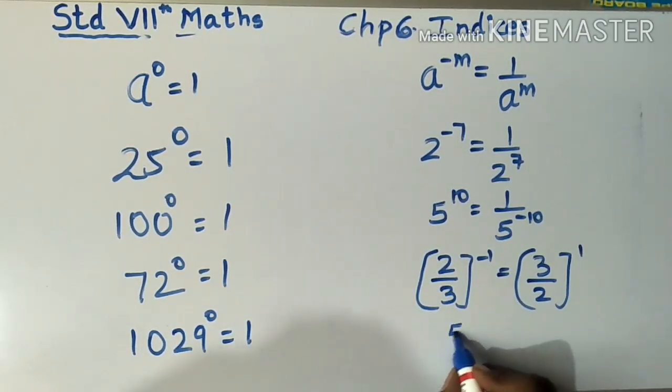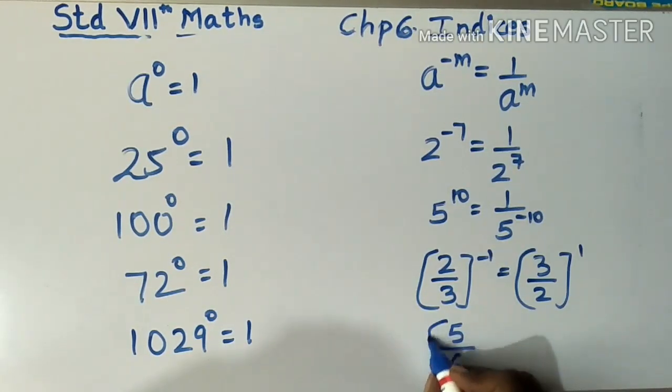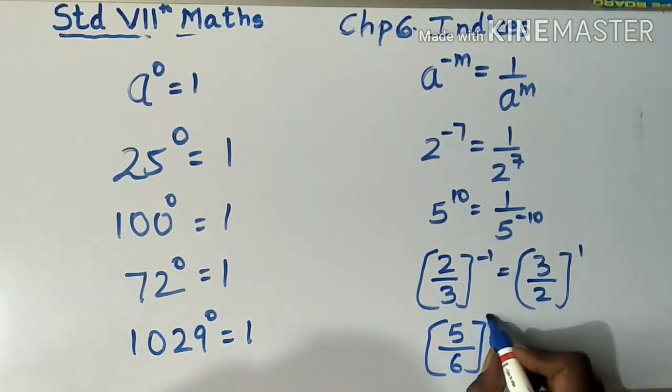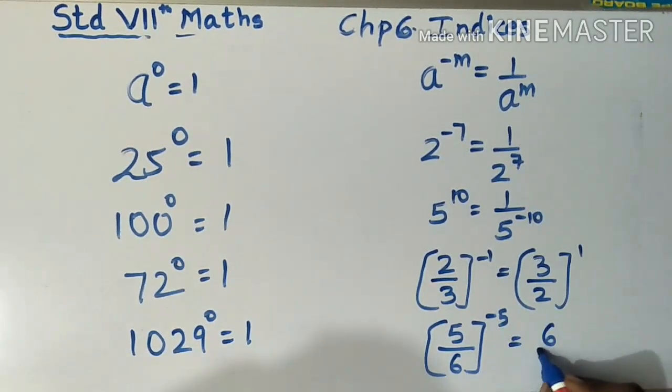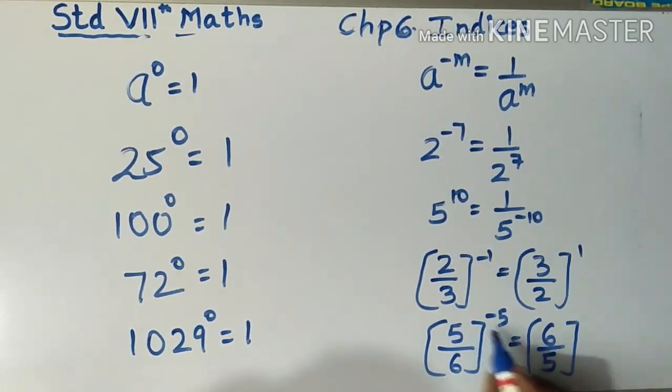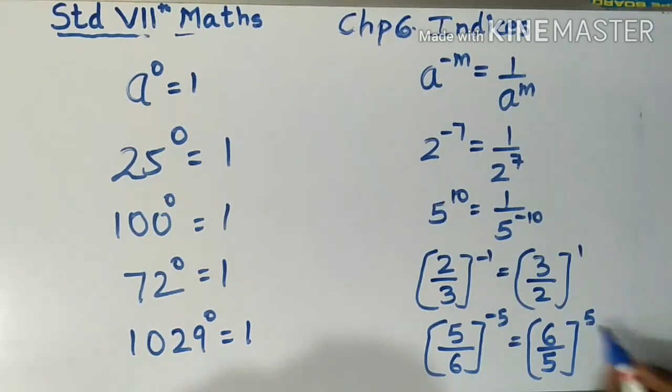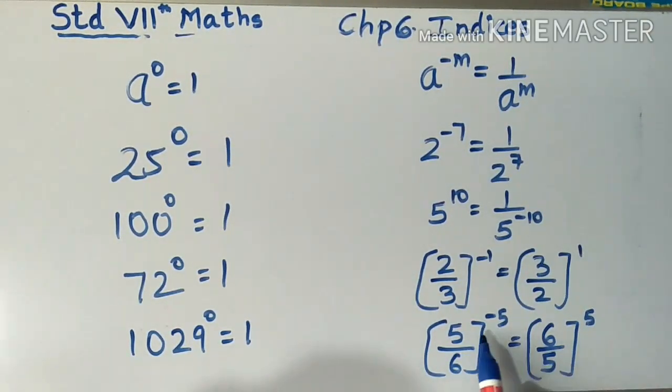Let's say another example. 5 upon 6 raised to minus 5. What will it be? 5 upon 6, inverse it. It will become 6 upon 5. The only difference is here 5 upon 6 and here 6 upon 5. The negative sign will become a positive sign.